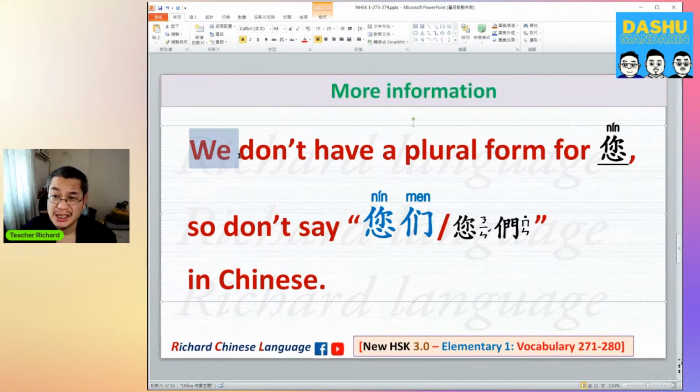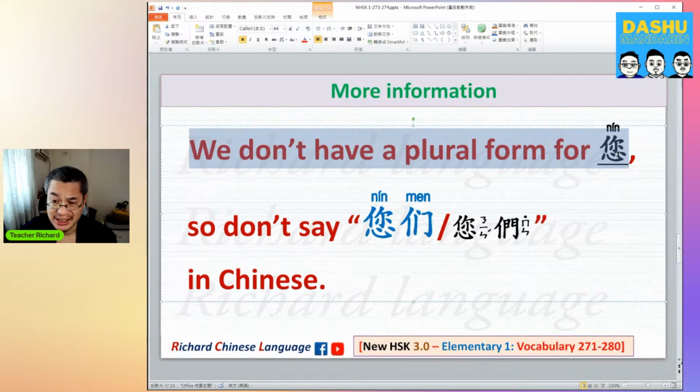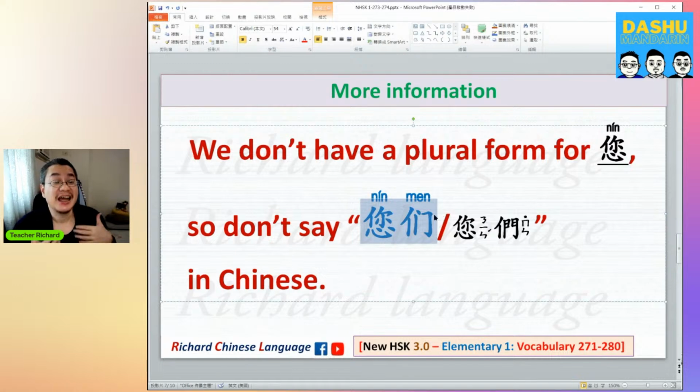This is very important. We don't have a plural form for 您. This is a mistake you often make in Chinese. 你 means you. 你们 means you in plural form. Then, of course, 您们 would be like showing gratitude or respect for a lot of people who are older than you or really respectable. But no, in Chinese, we don't say 您们. We only have one form, 您.